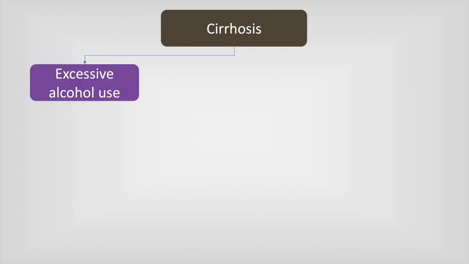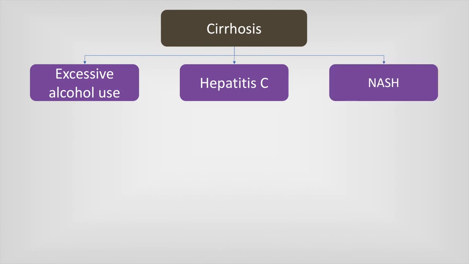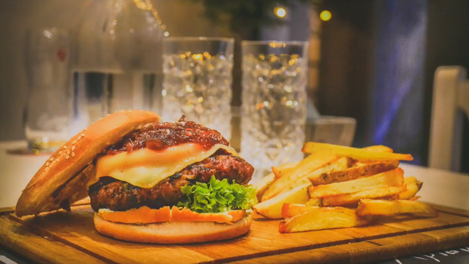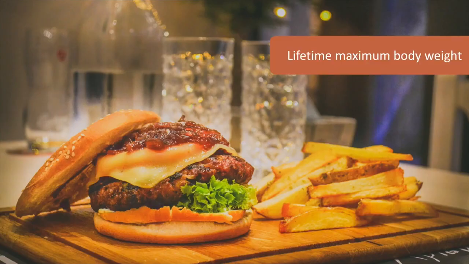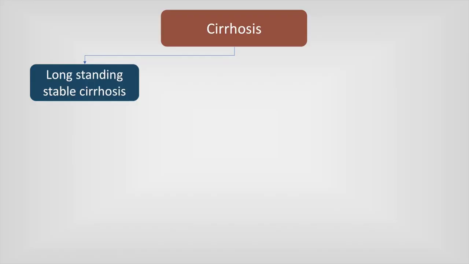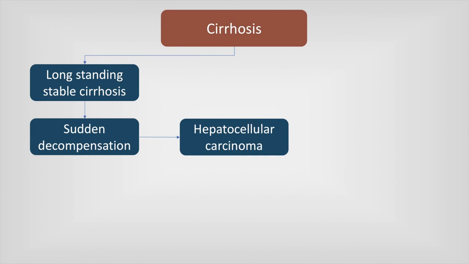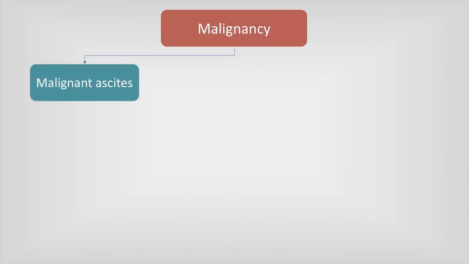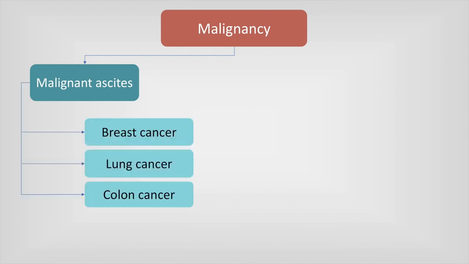In a patient with cirrhosis, excessive alcohol use, hepatitis C, and non-alcoholic steatohepatitis, or NASH, are the most common causes of cirrhosis. For the history of NASH, lifetime maximum body weight must be inquired for. In a patient with long-standing stable cirrhosis, sudden decompensation could mean hepatocellular carcinoma. Malignancy can also cause ascites, and this can occur in conditions like breast cancer, lung cancer, colon cancer, and pancreatic cancer.